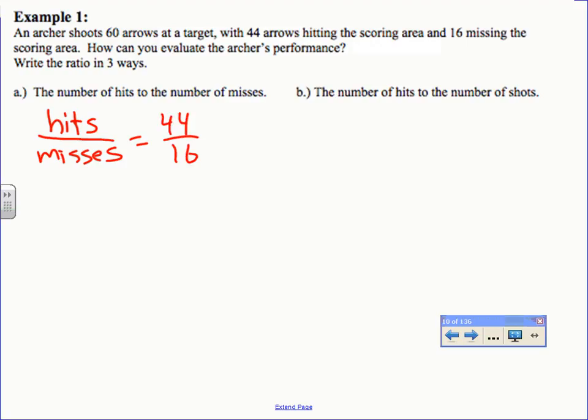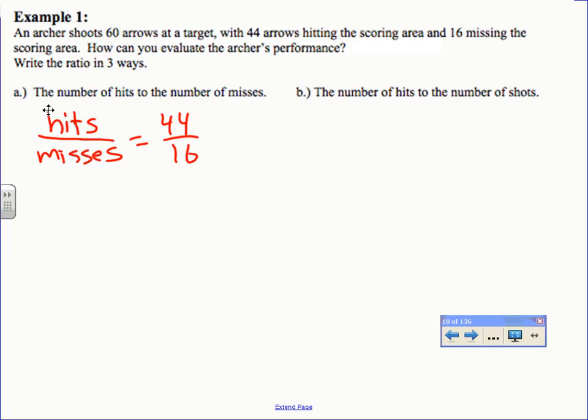Skylar? Good. Simplify it. Who can remind us on their calculator, how do you simplify a fraction on your calculator? Just to save you some time. Steve? Good. After you type in on your calculator 44 divided by 16, hit math, enter, enter, and it reduces it for you. So what is the simplified fraction for hits to misses? Amberly? Good. 11/4. We need to write this two different ways.